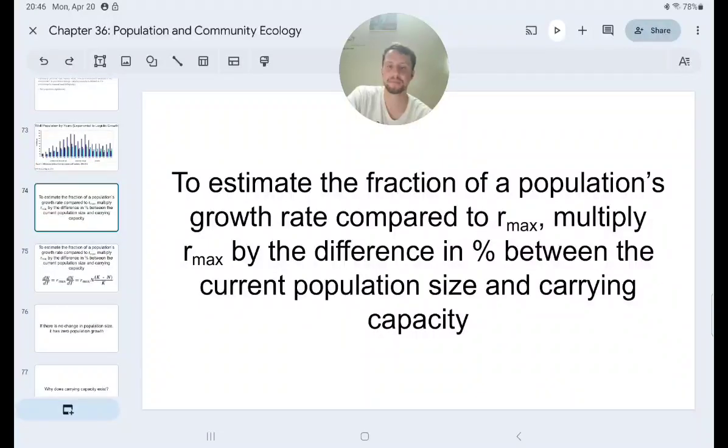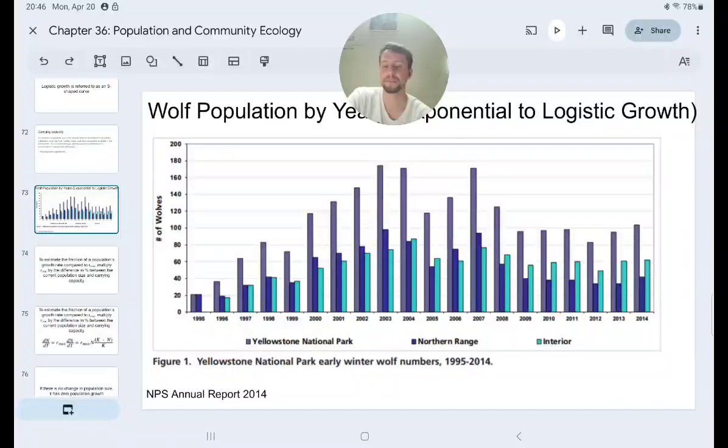To estimate the fraction of a population's growth rate compared to R max, multiply R max by the difference in percent between the current population size and carrying capacity. In other words, if the population is very, very small compared to the carrying capacity, the growth rate will be close to R max. Like at the beginning here, when the wolf population is very small, the carrying capacity is, let's say, 100, and the population is only 20, then the growth rate will be very close to R max.